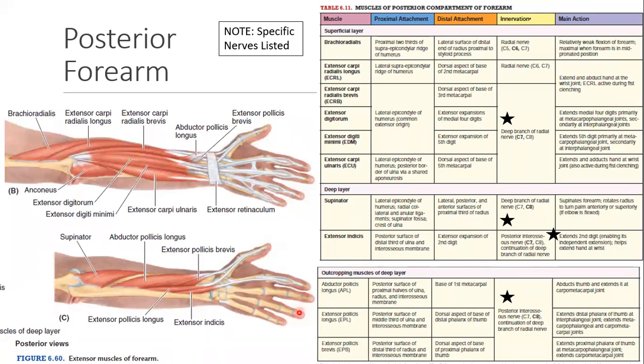I'll make a note, we're going to talk more about the anatomical snuff box, but these are the 3 tendons that give you the borders of your anatomical snuff box. So hopefully that will help you remember them in association with posterior interosseous nerve.